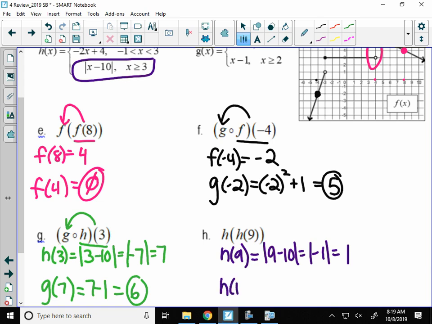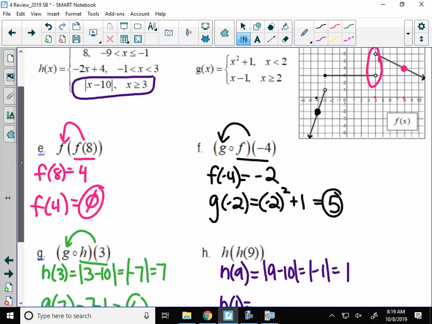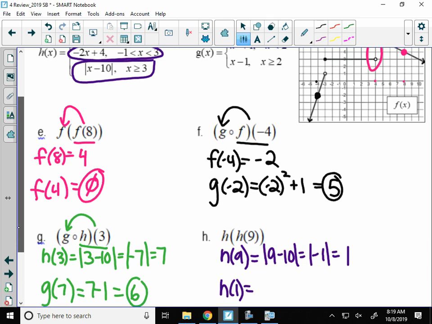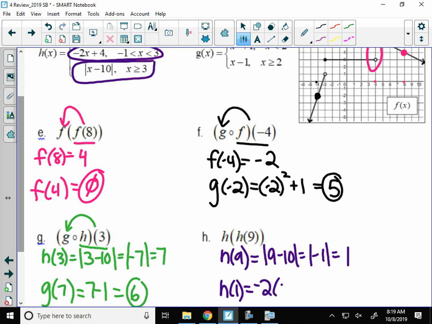So now h of 1, let's find where 1 falls here. 1 is in between negative 1 and 3. So now I'm using that middle equation. I'll have negative 2 times 1 plus 4, which gives me an output of 2.